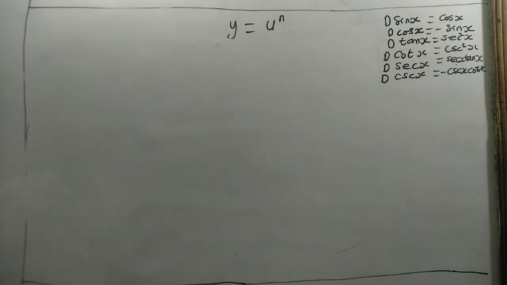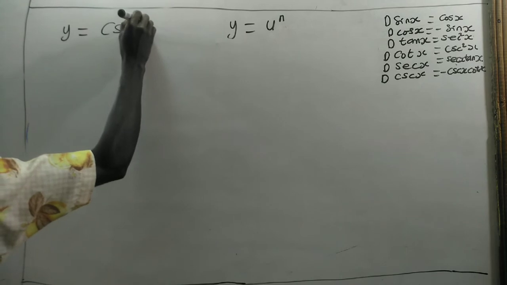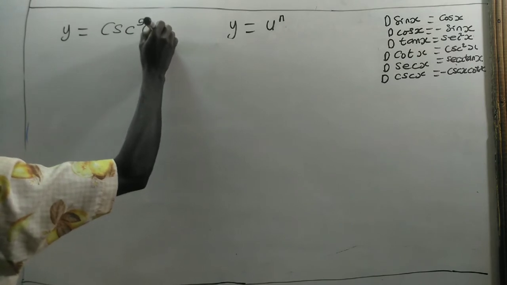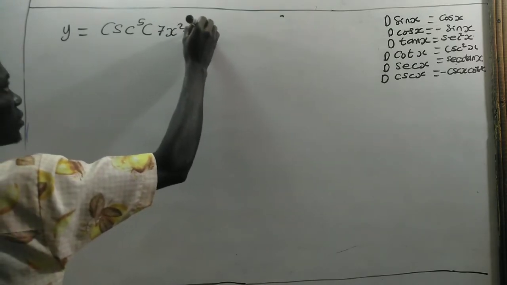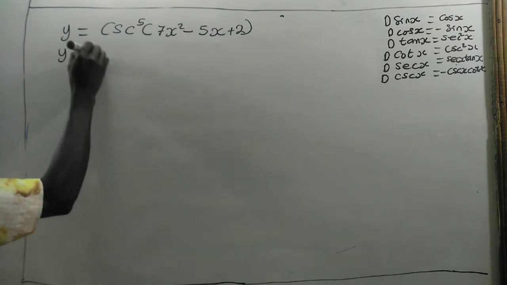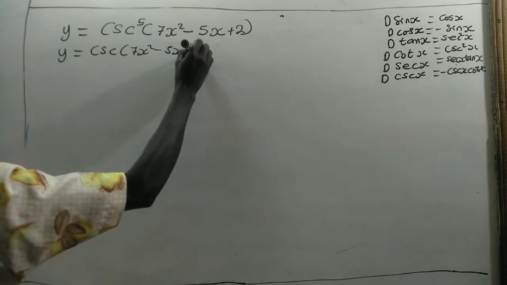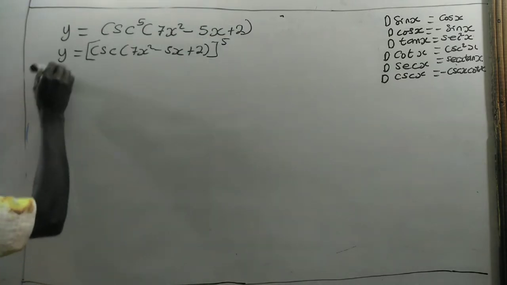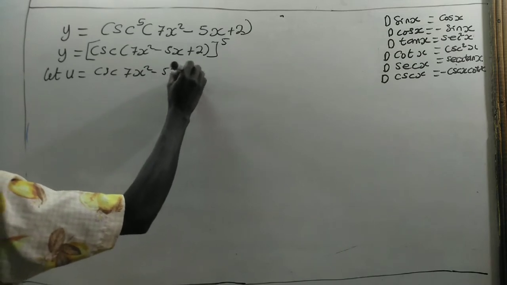Let's consider this one. If we consider y to be equal to cosecant to the power 5 of 7x squared minus 5x plus 2, so here we have y is equal to cosecant into bracket 7x squared minus 5x plus 2, all to the power 5. And here we will let u be equal to cosecant of 7x squared minus 5x plus 2.